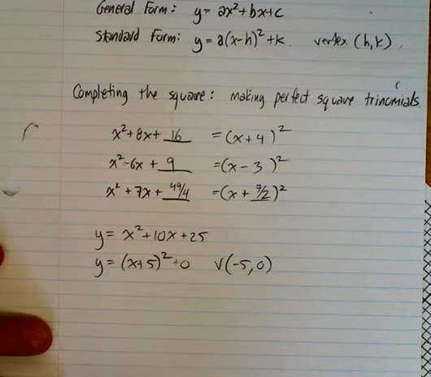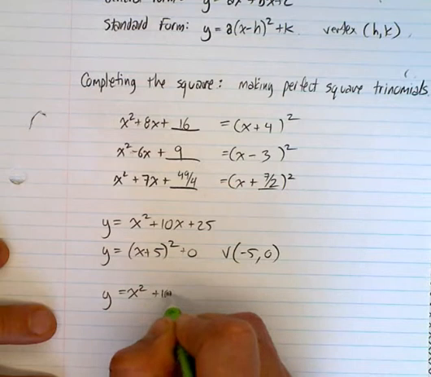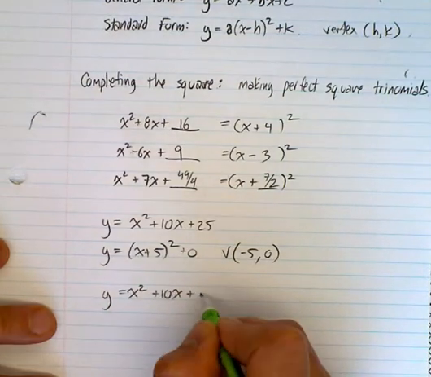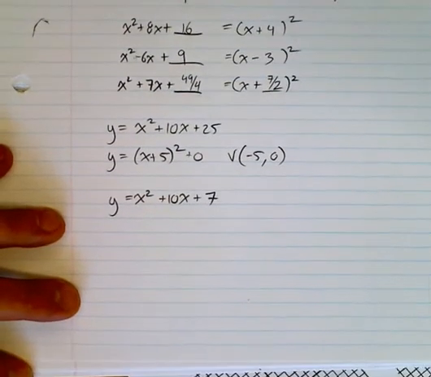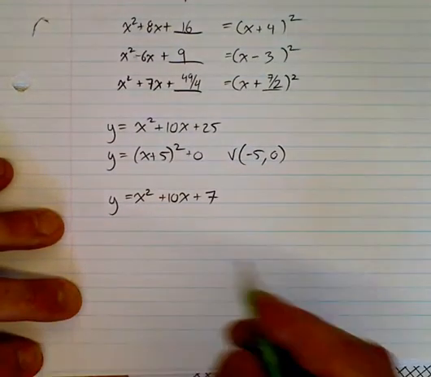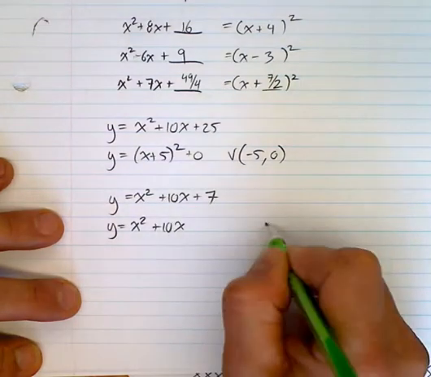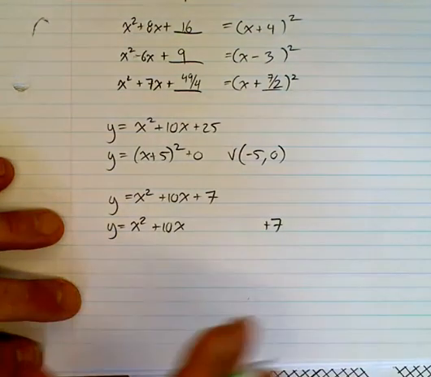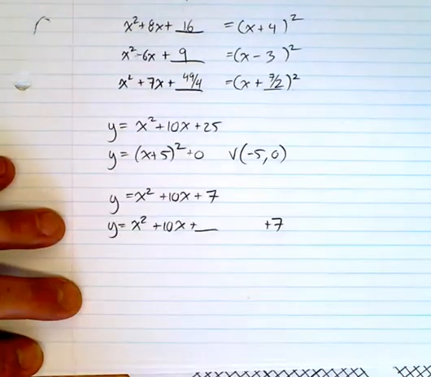My question to you would be, what if I didn't have a perfect square? Say it was +7. That is now no longer a perfect square. So what do we do? Well, we take that 7 out and we put it over there. We save it for later. Okay? And then we go like this, plus a number. Now what's that number going to be?